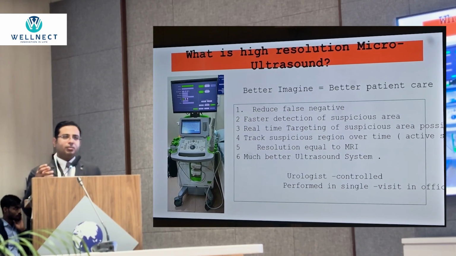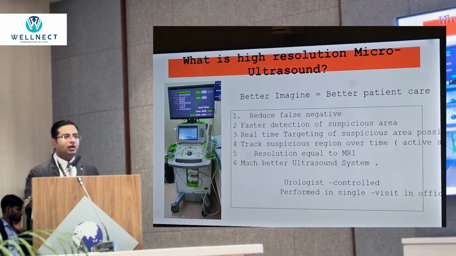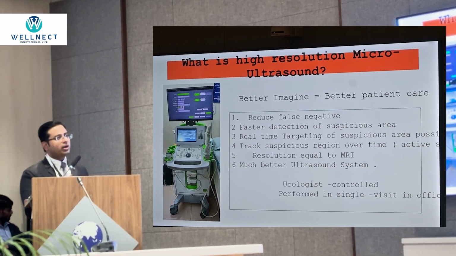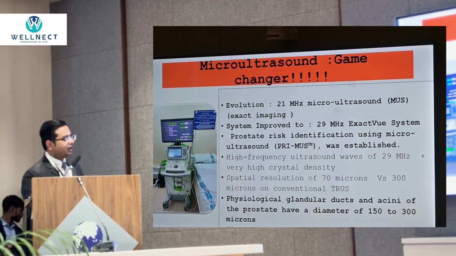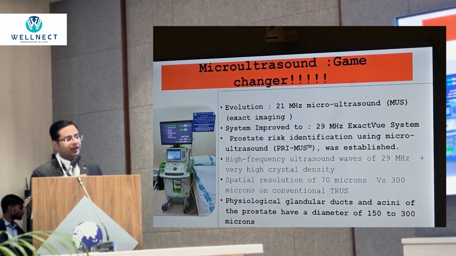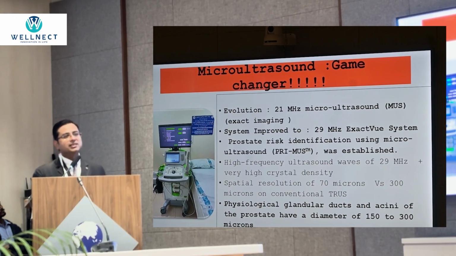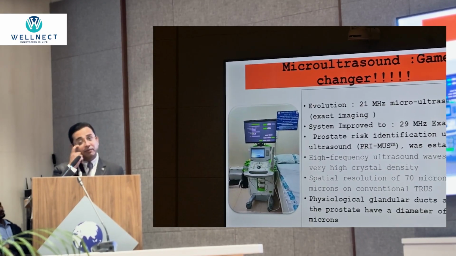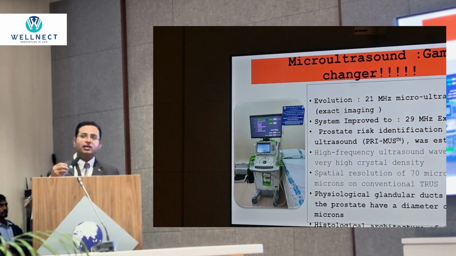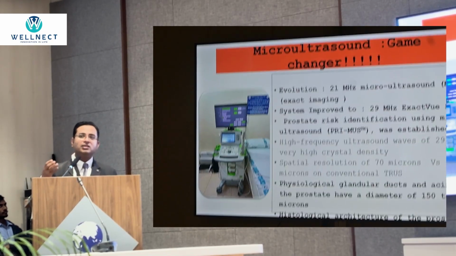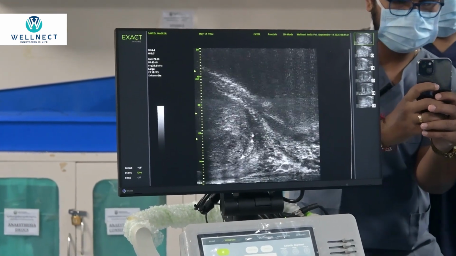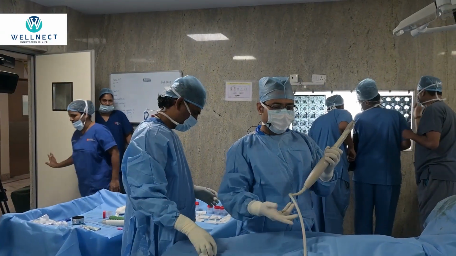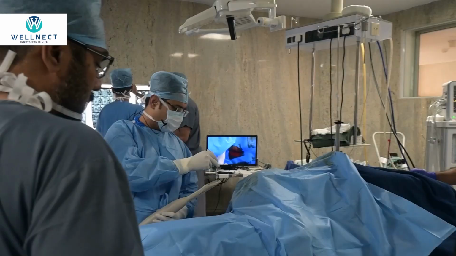This also gives us an opportunity to understand the ultrasound system better. It is totally controlled by urologists. So these are the so-called advantages of micro ultrasound. This was developed as ExactVu by Exact Imaging. The evolution started as they thought that the resolution of ultrasound grayscale should keep increasing to better detect lesions. So they came up with the 21 megahertz probe, the first prototype by Exact Imaging.